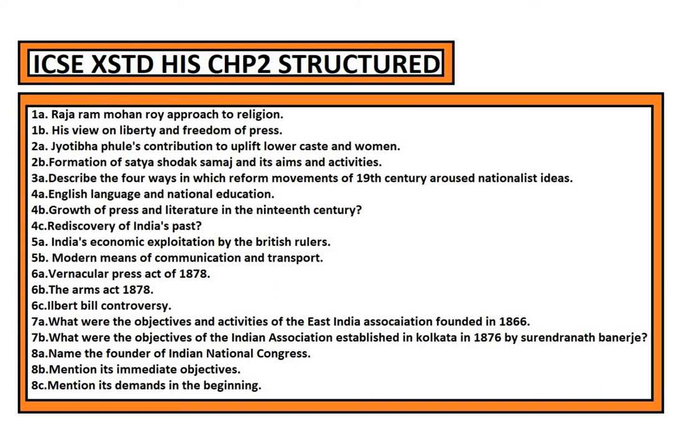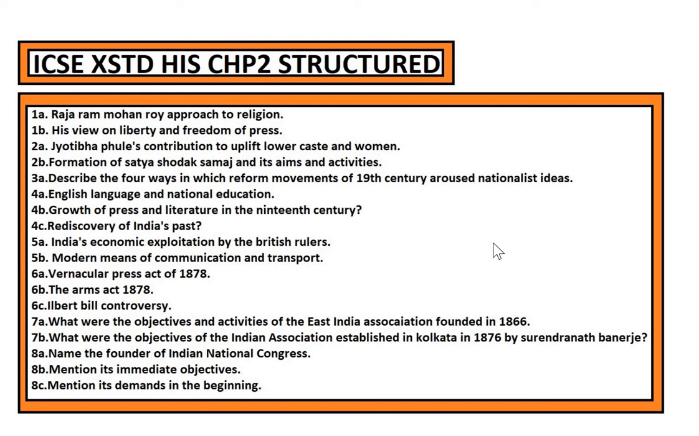7A. What were the objectives and activities of the East India Association founded in 1866? Dadabhai Naoroji founded it in London on 1st October 1866. It aimed at providing members of the British Parliament information regarding India's genuine grievances. The association attracted a large number of Englishmen who sympathized with Indian distress. It recommended the abolition of cotton duties and petitioned the government to withdraw the Vernacular Press Act. The association became popular and soon had branches in Mumbai, Kolkata and Chennai.